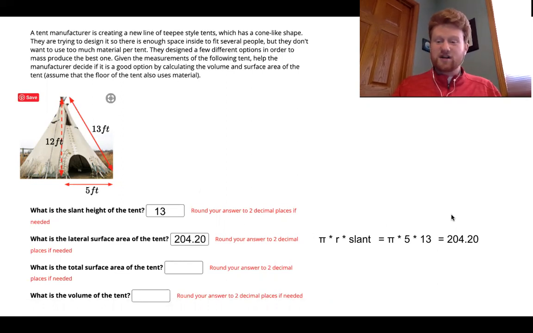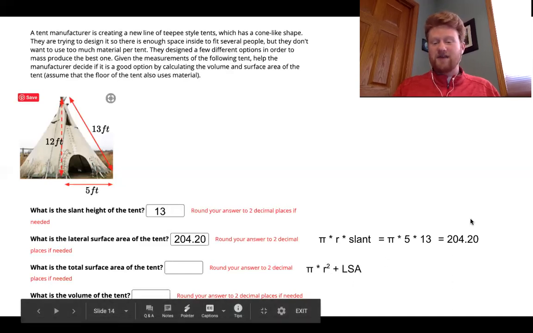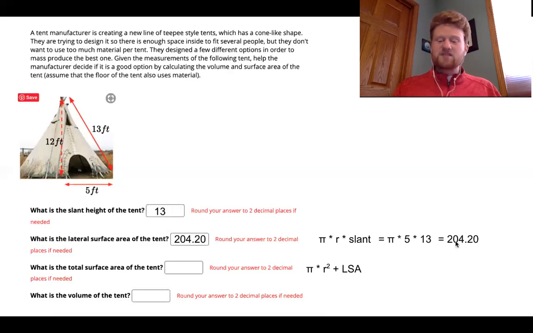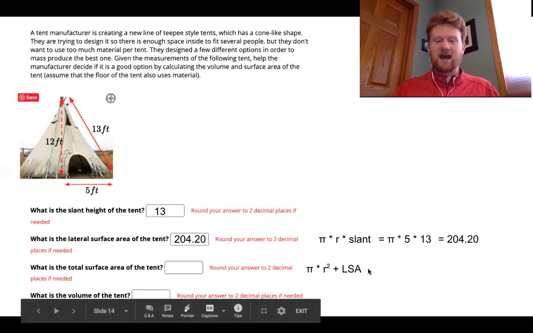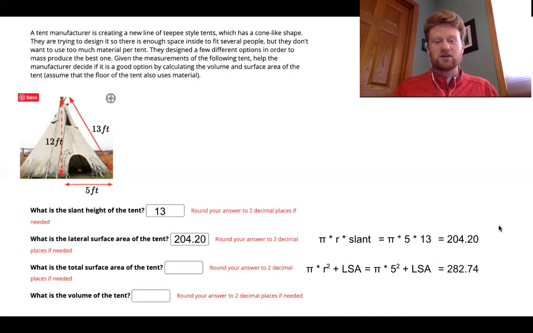So now for the total surface area, all we need to do is simply add on the area of the base. And remember, as we looked at in the last problem, or a few problems ago, the area of the base of a cone is a circle, it's pi r squared. So for that total surface area, we want to do pi r squared plus that lateral surface area we just found. The reason I don't put 204.20 here is, again, we want to round at the very end. So I'm just saying you're going to use the exact answer in your calculator from the lateral surface area. So pi r squared is pi times 5 squared plus that lateral surface area. Put it on your calculator, and you'll get 282.74. So that's the surface area of a cone.